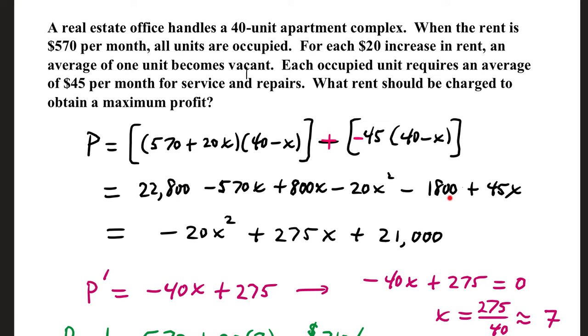22,800 minus 1,800, that's 21,000. This was our profit function based on the number of rent increases. To maximize that, P prime, that's negative 40x plus 275 plus 0. Setting that derivative equal to 0, we're going to solve for x when we have 275 divided by 40, so approximately 7 rent increases. And so our rent will be $570 plus 7 $20 increases for a grand total of $710 per month.